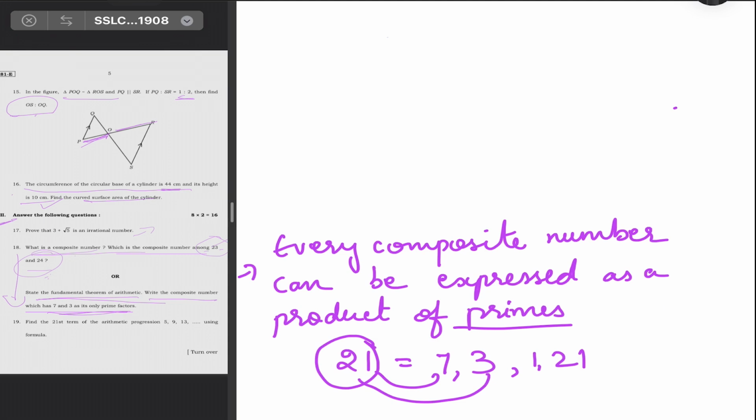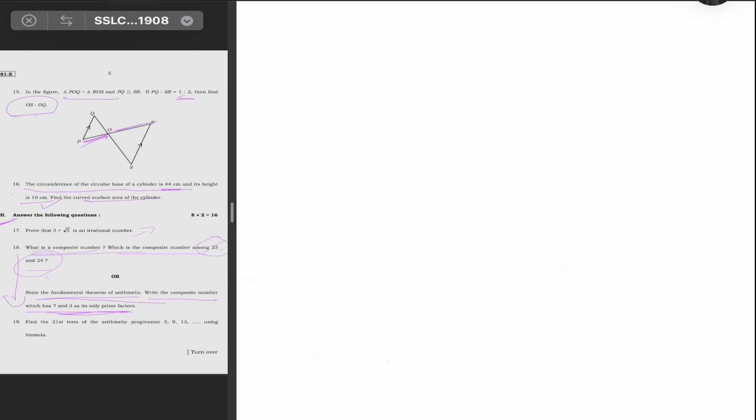Coming to the next question. Find the 21st term of the arithmetic progression 5, 9, 13 using the formula. So what is the arithmetic progression they have given? It is 5, 9, 13. We are supposed to find the 21st term. So we very well know that T21 is equal to A plus 20D.